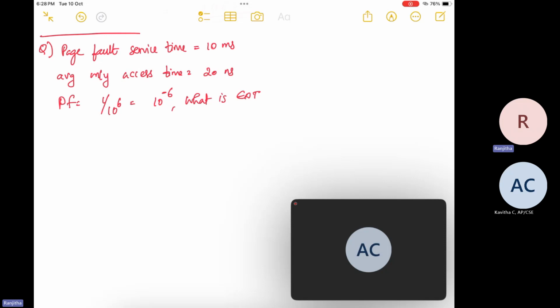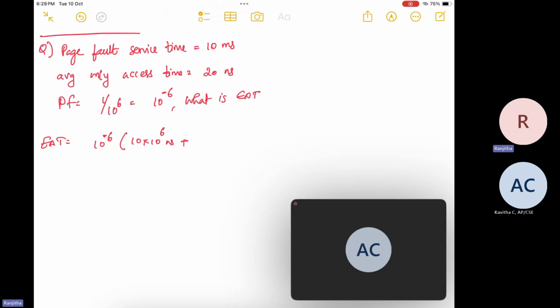So there we use the average memory access time as 20 nanoseconds. So the effective access time is page fault rate, which is 10 power minus 6, into page fault service time, 10 millisecond. Since some are in nanosecond and few are in millisecond, let's convert all into nanosecond. So 10 into 10 power 6. So millisecond is equal to 10 power 6 nanoseconds.